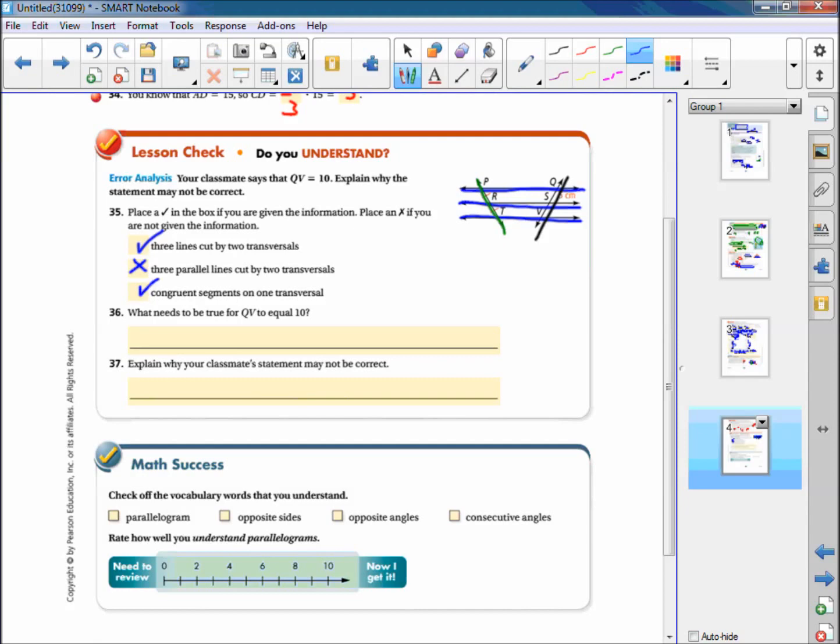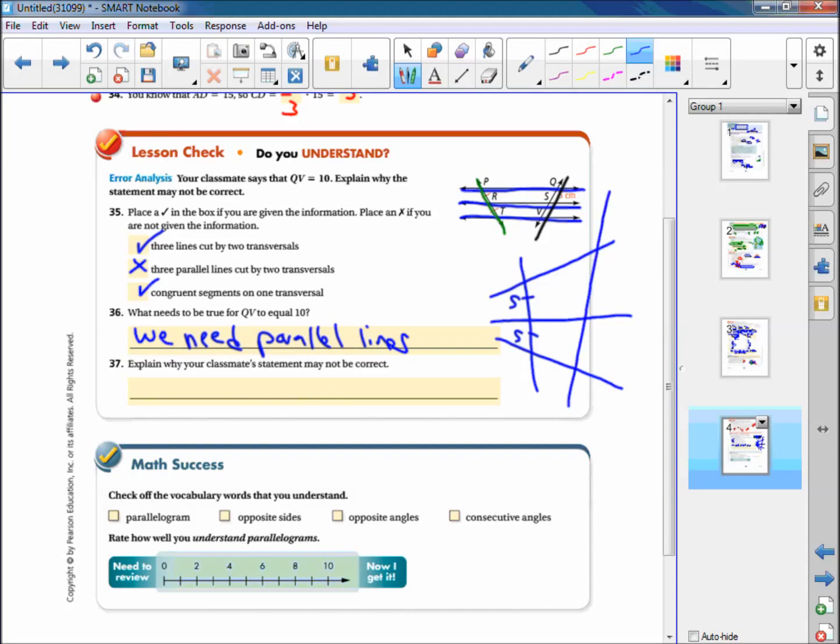So what needs to be true for QV to equal 10? We need parallel lines. And you might say, well, that doesn't matter. It looks good to me. But here's one that wouldn't look so good. So here are 3 lines that are definitely not parallel. But this transversal could go across it, and these 2 should be the same length. Maybe they're both 5. Then this transversal over here, one of them is going to be shorter than the other. Okay? So let's make that a little more dramatic so we can see it. So over here, these 2 are 5, and this one is definitely longer than that one.